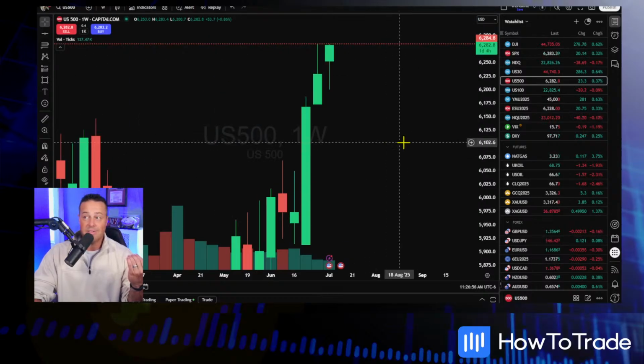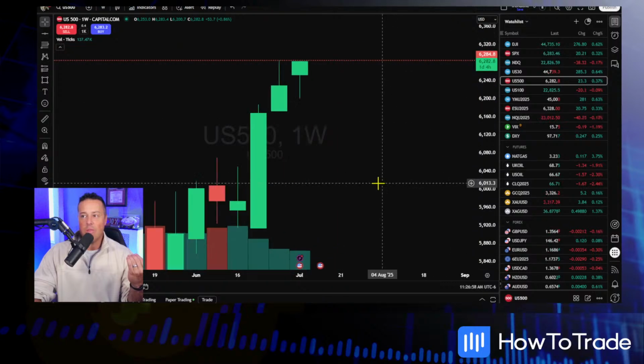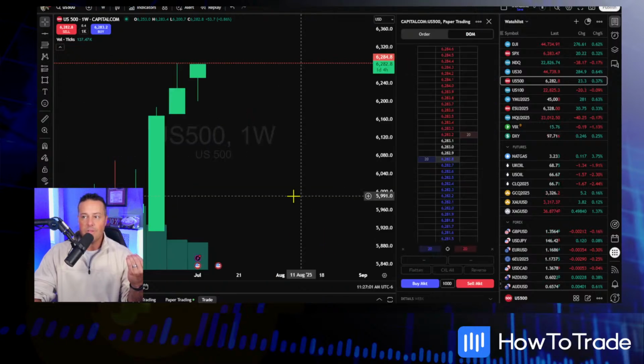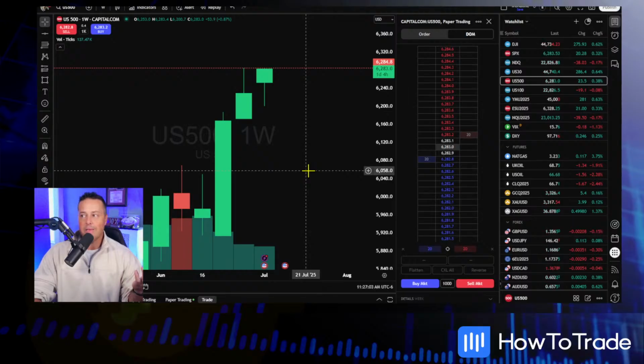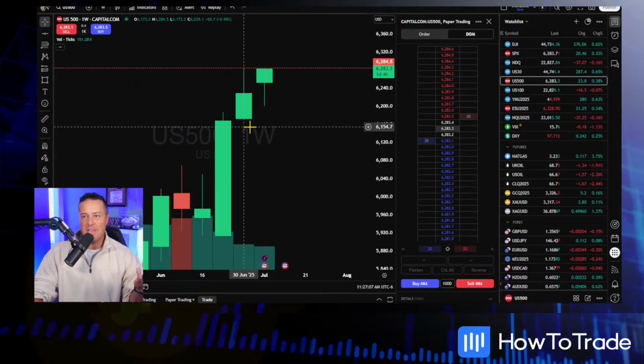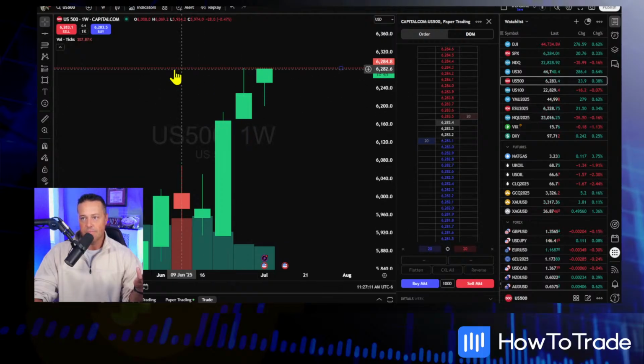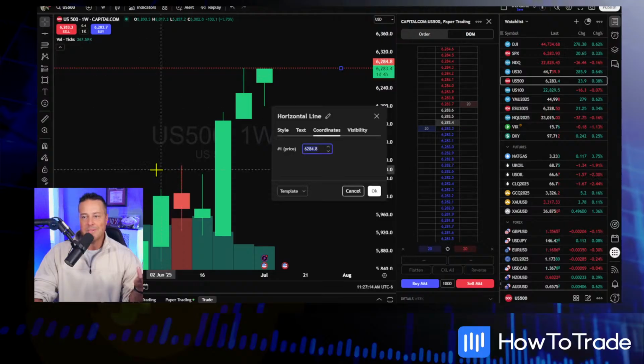There it is. Okay, so what's happening right now in the market? There's two things. Number one, we're rallying. US 500 is up about 0.38%. But we've got a key level. Key level right there is 6284.5. What happens?